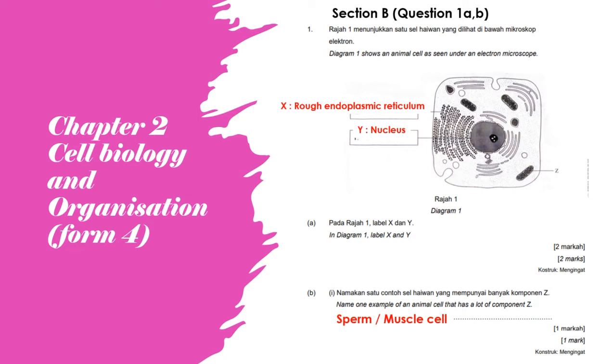So here, this is the rough endoplasmic reticulum. The small dots here refer to the ribosomes. So X is rough endoplasmic reticulum. Okay, we go to the Y. So Y refers to the nucleus.